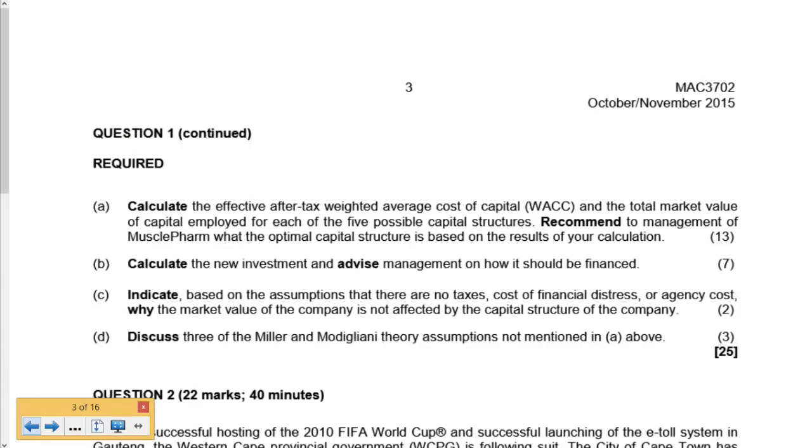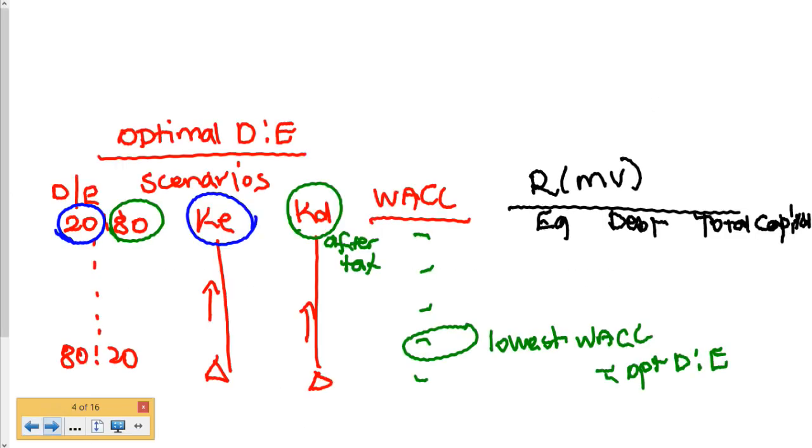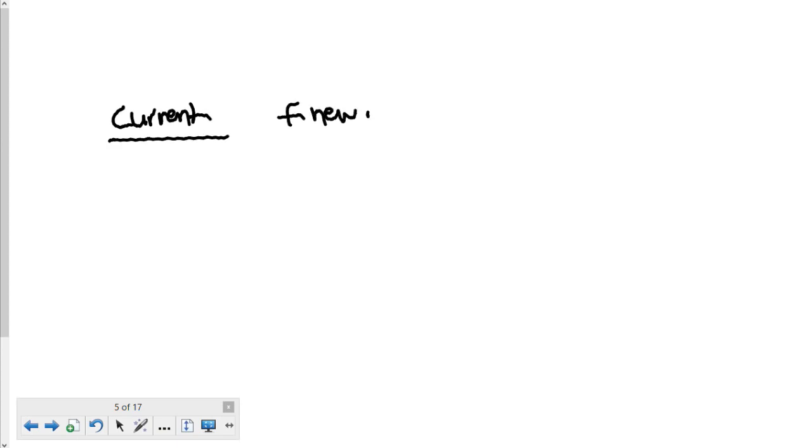Then if we look at the other required, calculate the new investment and advise management how it should be financed. Do you remember, this is even something we did at second year level. We've got market value, this was also in the assignment, market value of current, so rather let's just say, we've got current state, then we've got the new investment, and then we've got new capital structure.